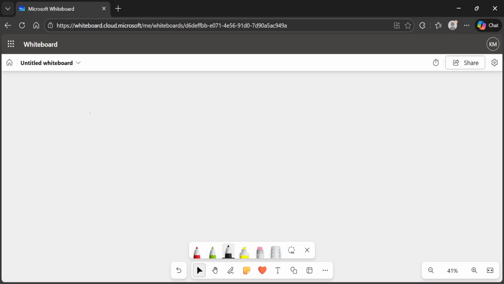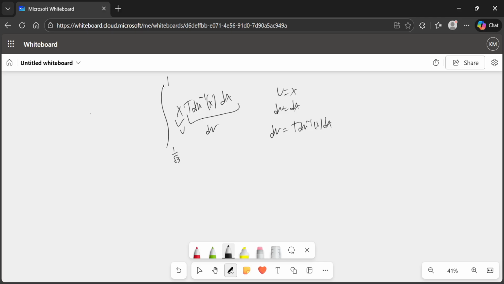I found one that I didn't want to do just yet. It's a definite integral. The upper bound is 1, the lower bound is 1 over root 3. And what's the integral? It's x times inverse tangent of x dx. Okay, so we can just do u dv. u equals x, du equals dx, dv equals tangent inverse x dx.